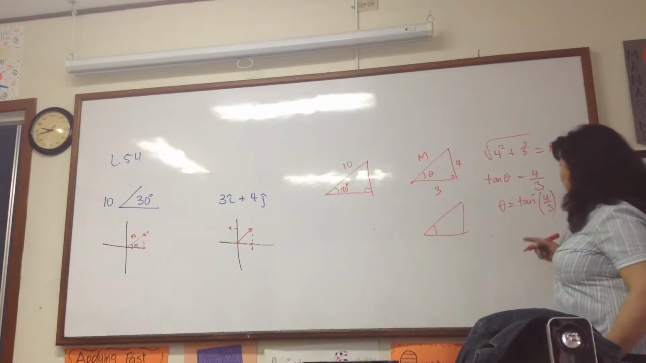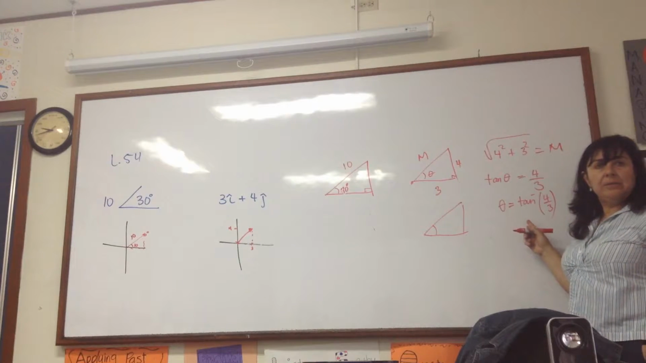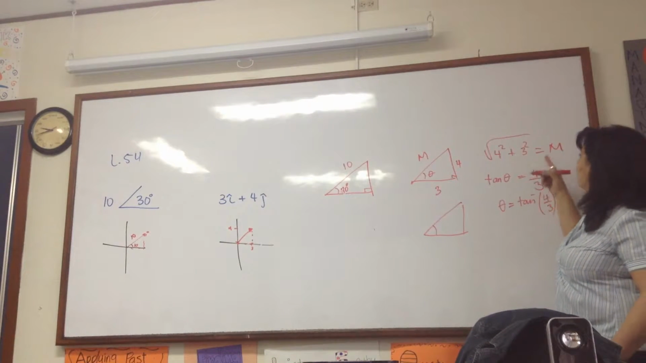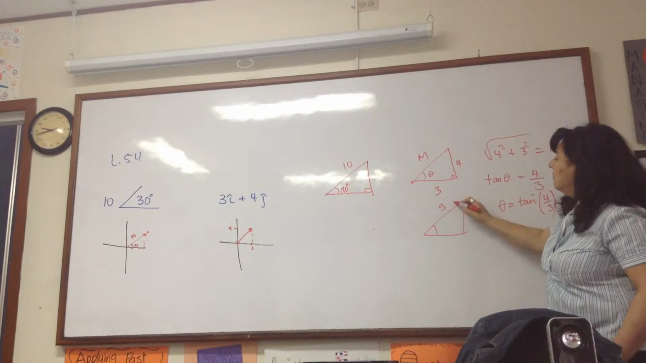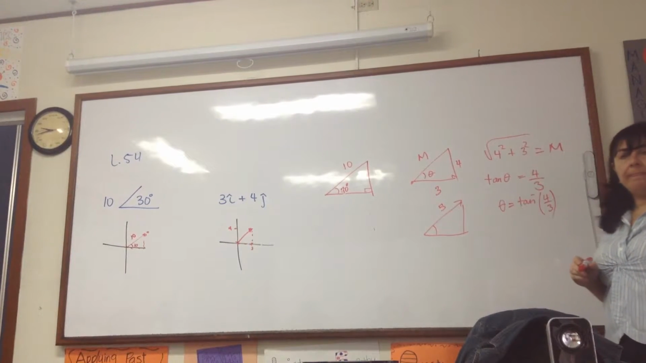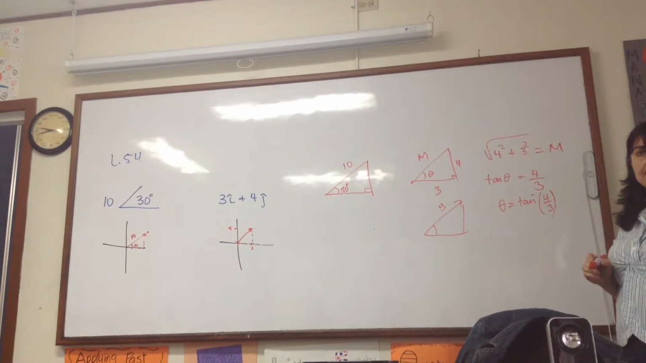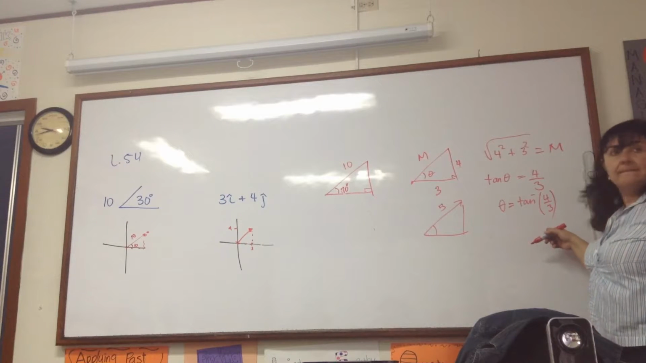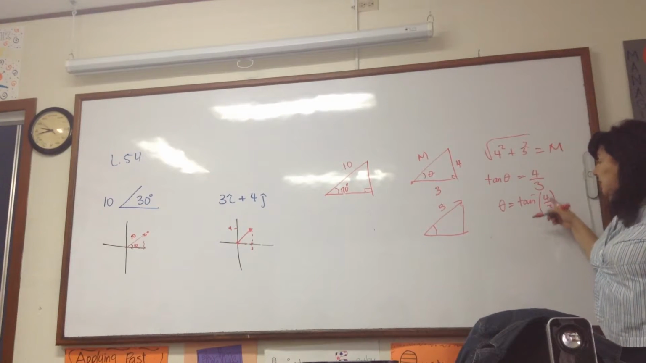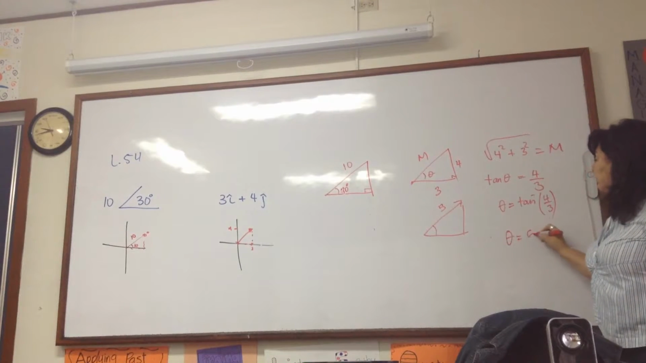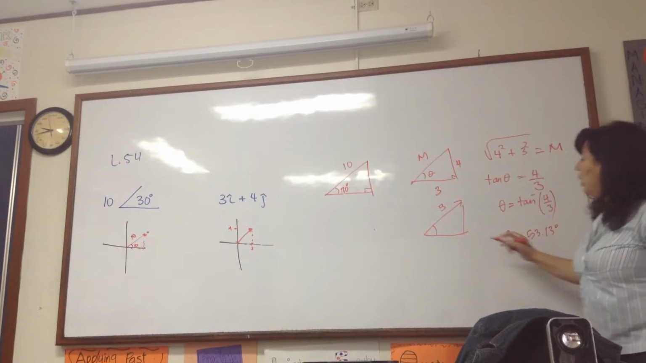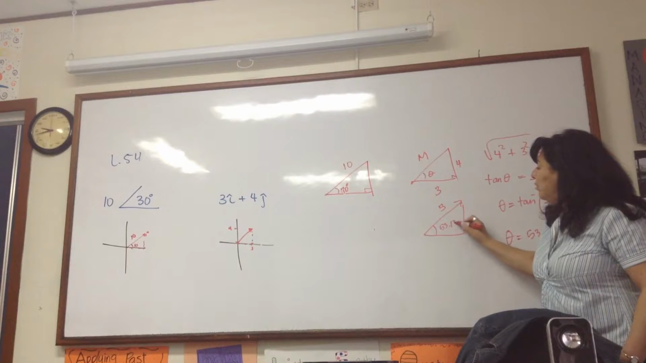Does that make sense? So once I get the angle, I'm going to have it this way. I'm going to have the angle, I don't know how much this is. Can anybody find out how much this is? I know this is 5. Inverse tangent of 4 over 3 equals 53.13. Okay. So we know that this is 53.13.